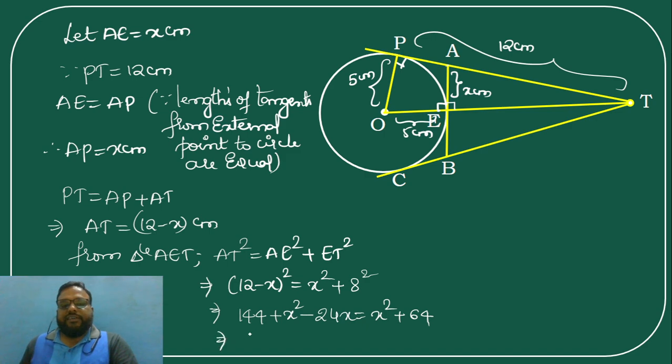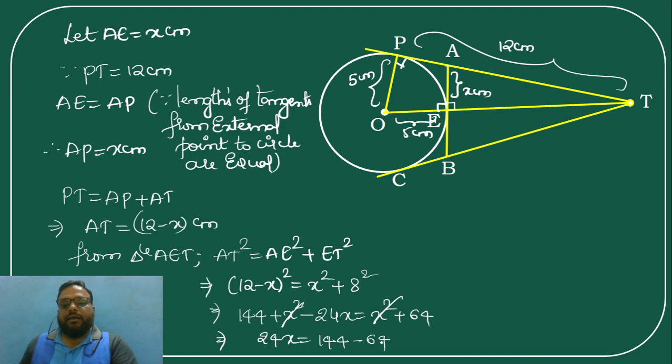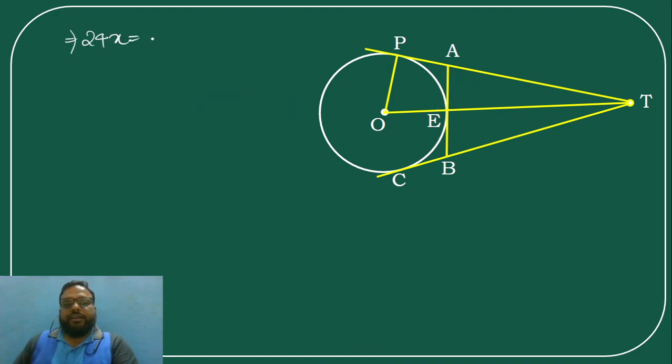So from here, the next step is X square gets cancelled. 24X is equal to 144 plus 64 goes to that side, becomes minus 64. And of course, minus 24X from LHS comes to RHS, becomes plus 24X. So 24X is equal to 144 minus 64, right? So what will I get here? 24X is equal to 144 minus 64. That is 80, right?